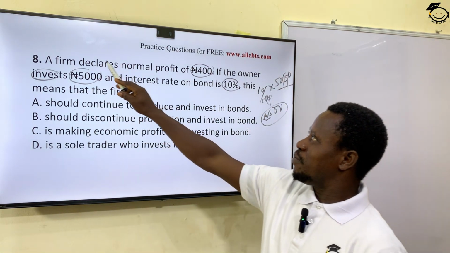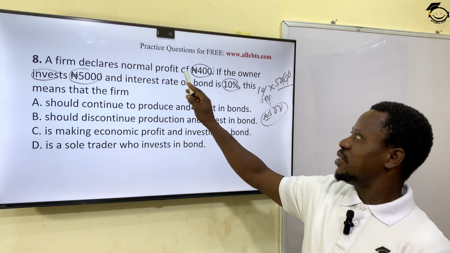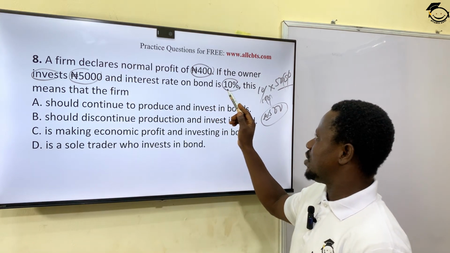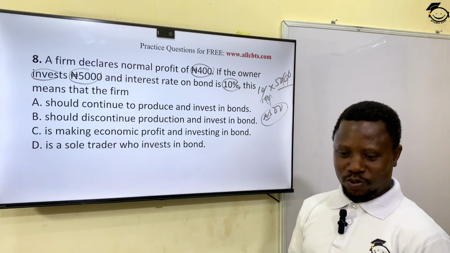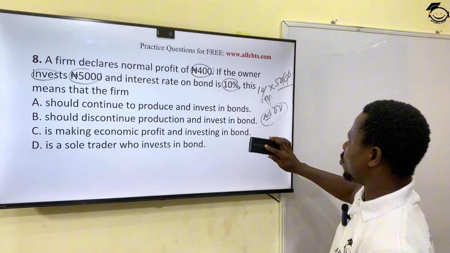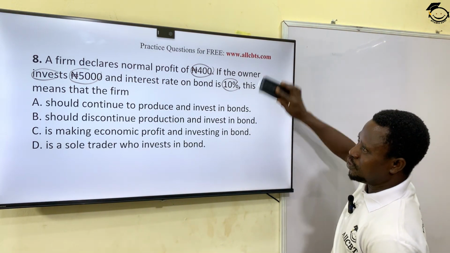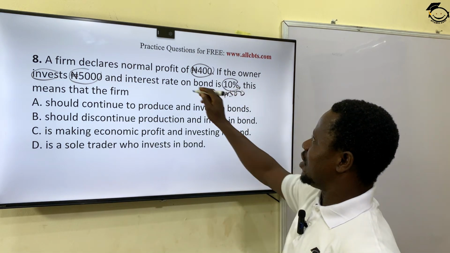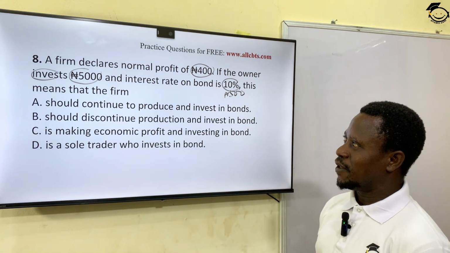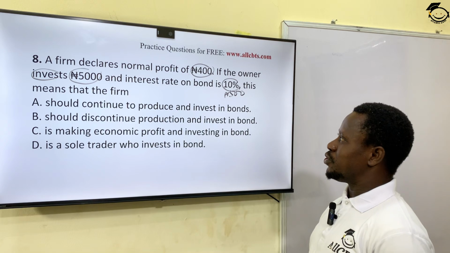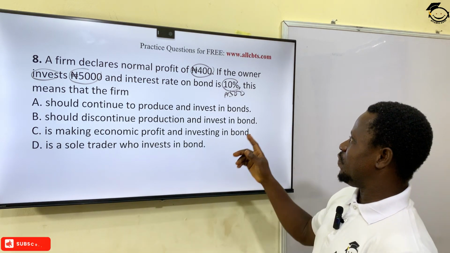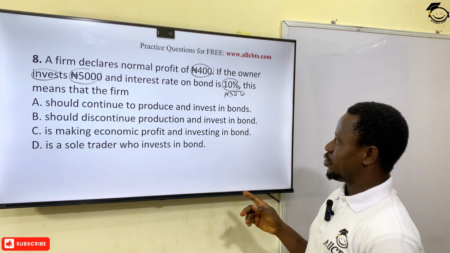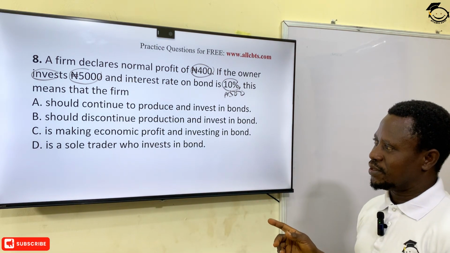But when he did normal business transaction, he made 400 naira. Which one is he making more profit? He's making more profit in bonds. So what advice will you give to this businessman, this owner of this firm? If it is bond, that's 500 naira. If it's normal business, that's 400 naira. Let's see. A, the firm should continue to produce and invest in bonds. B, should discontinue production and invest in bonds.